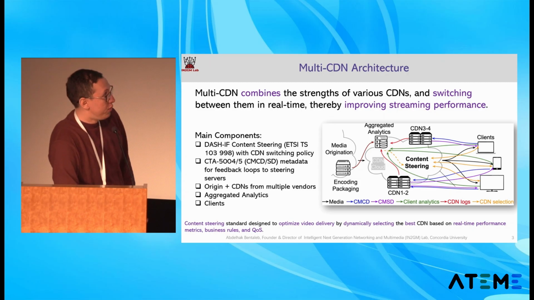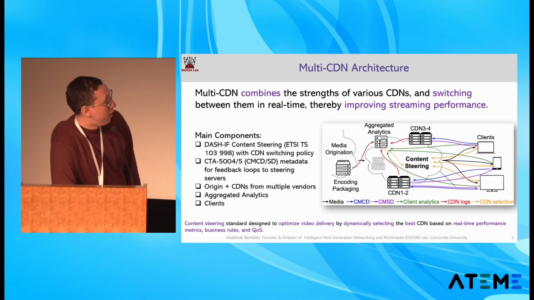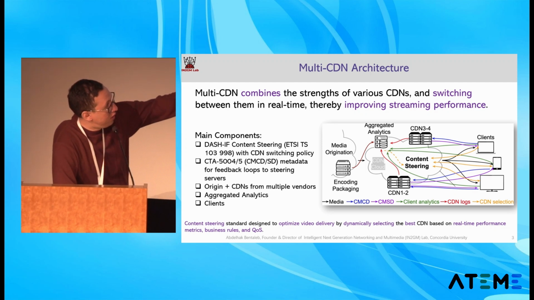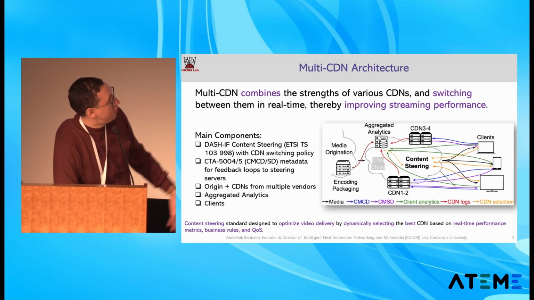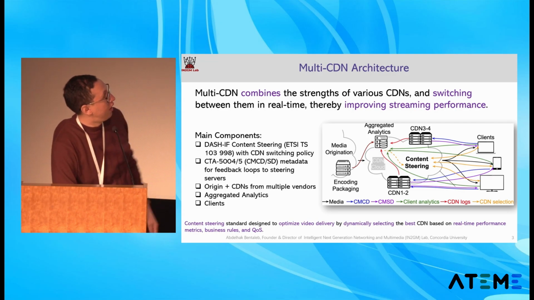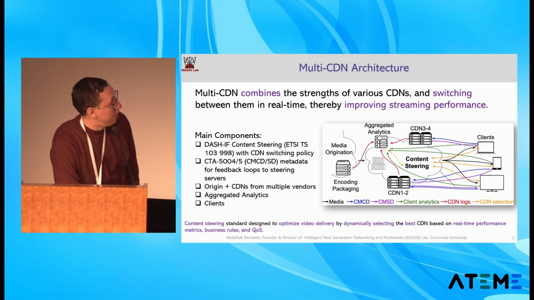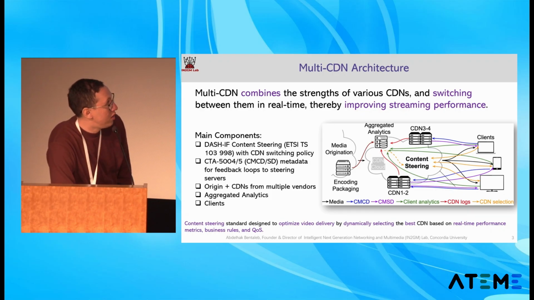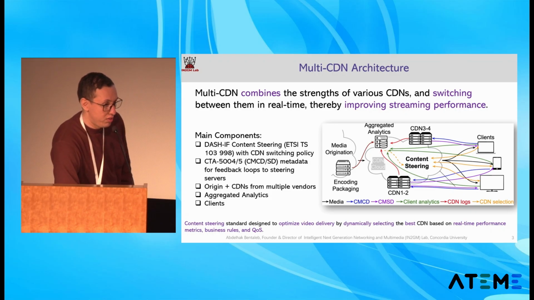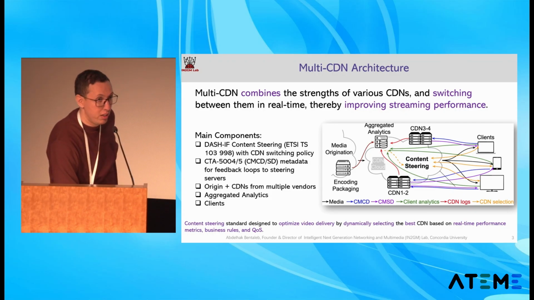This figure shows the end-to-end pipeline for multi-CDN architectures. As you can see, we have the content streaming, the clients, the CDNs, the origin, and then the aggregate analytics. Today, Grandel already spoke about the interaction between these different entities of the system. Here, the main focus of this presentation is on DASH, not HLS.